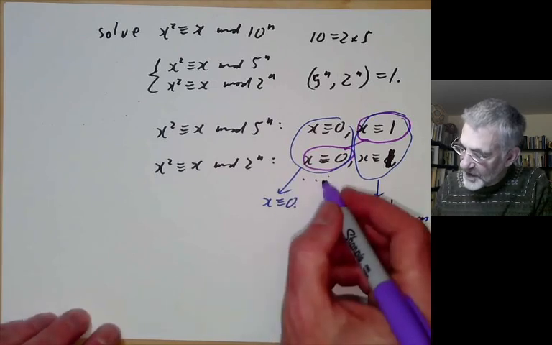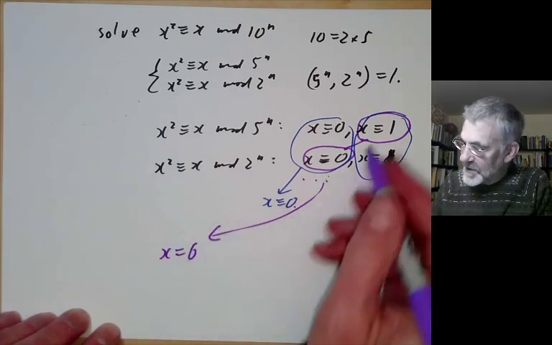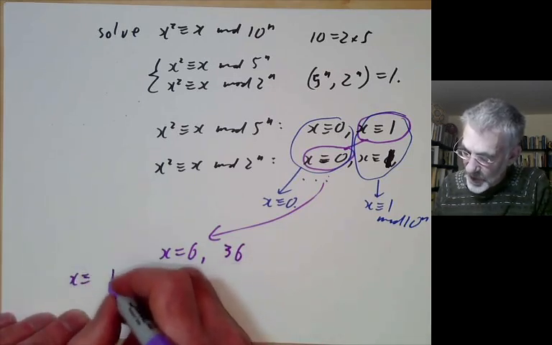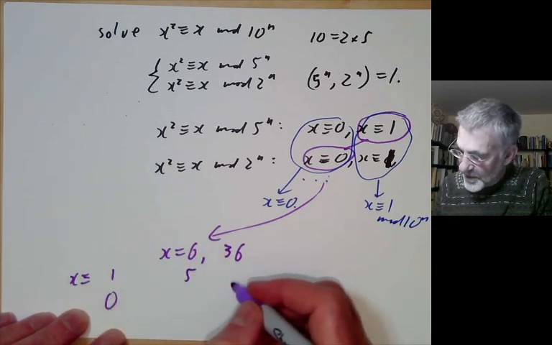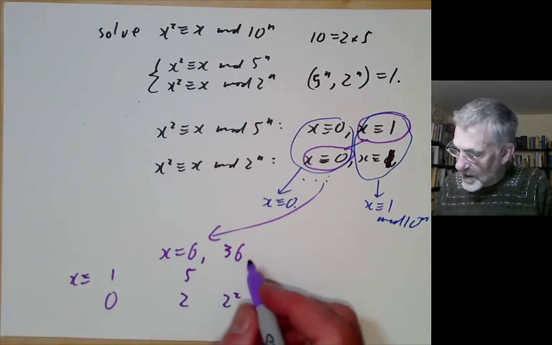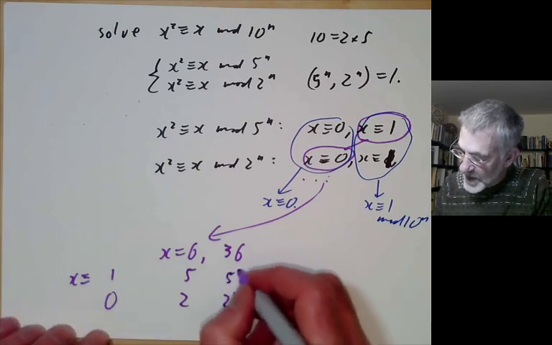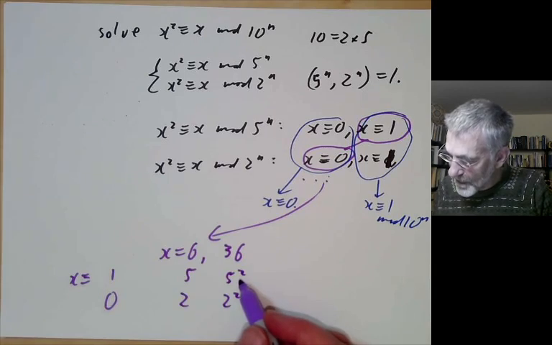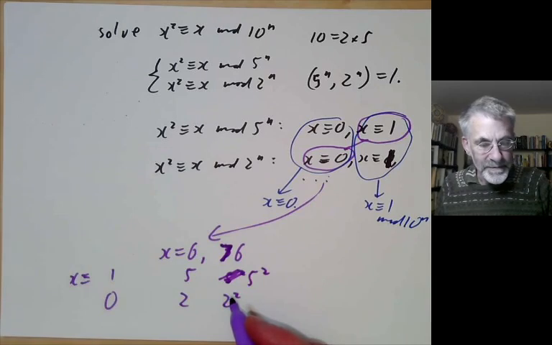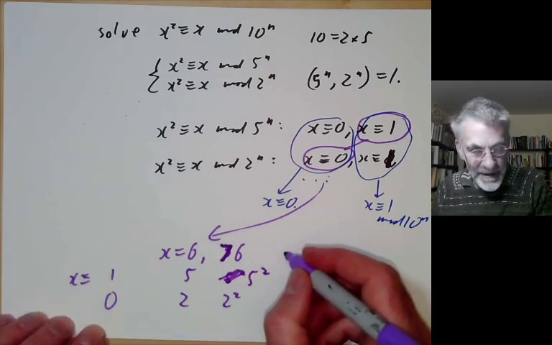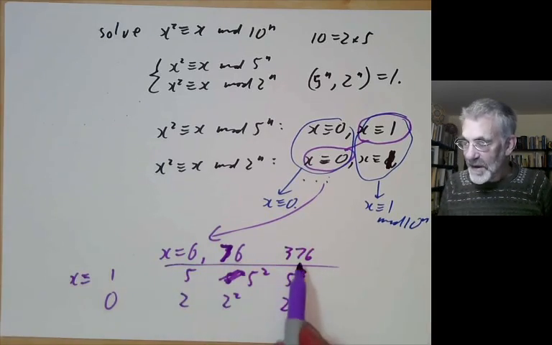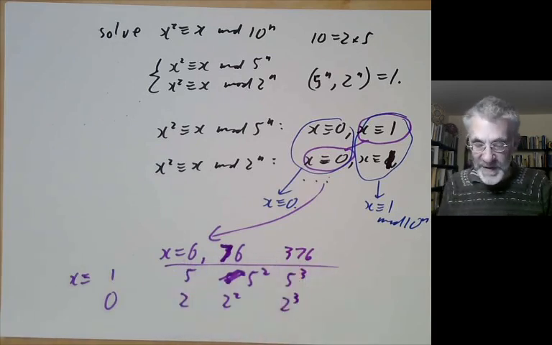For example, this is now going to give us the solution x equals 6, which is 1 modulo 5 and 0 modulo 2, or we could take x equals 76, which is 1 modulo 5 squared and 0 modulo 2 squared. And so on. So if we take the next one along, which was 376, this is going to be 1 modulo 5 cubed, and it's going to be 0 modulo 2 cubed. And so you can keep going like this, and you can see you can keep on extending this number as long as you like because of the Chinese remainder theorem.